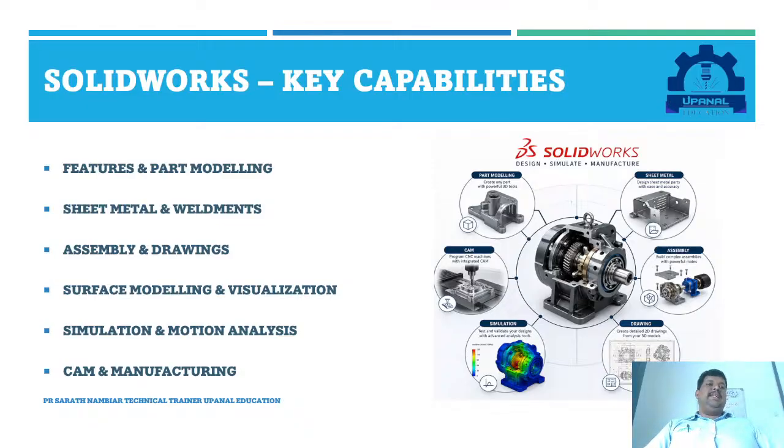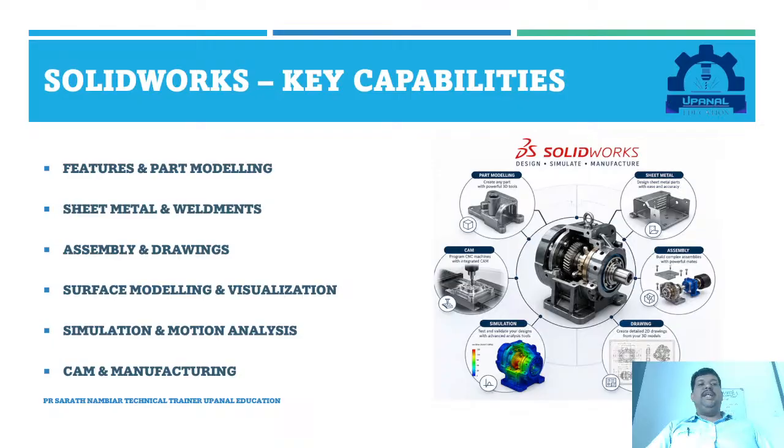Before we look into each capability individually, let us first get an overall picture of what we are going to cover today. When we talk about SolidWorks, we are not talking about just one type of modeling tool. The software provides different capabilities for different engineering requirements. We will start with the features and part modeling, which is where we create and modify individual 3D components. Then we look into sheet metal and weldments, which are useful for designing sheet metal components and structural frames.